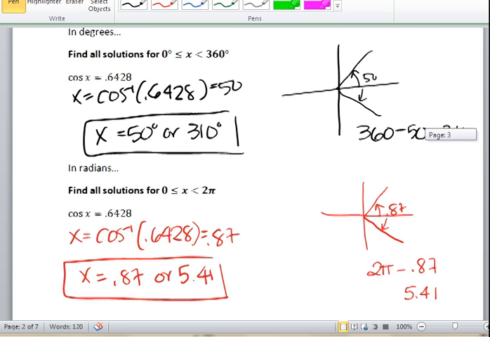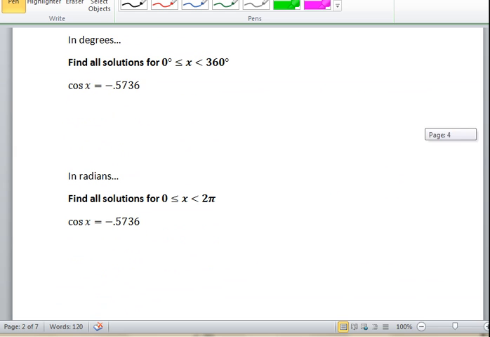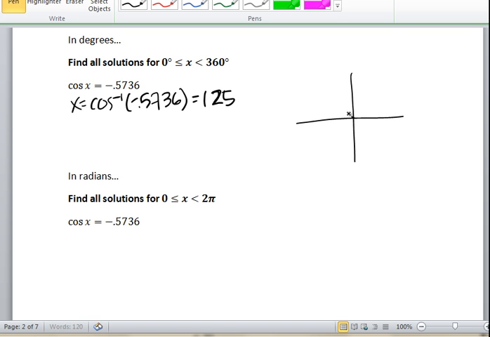Okay, let's look at a negative value of cosine now. Cosine's nice because you don't have to find any coterminal angles, unlike sine and tangent. So we just type this in. If you type in x is equal to inverse cosine of negative 0.5736, you get 125 degrees. That makes sense, right? Because we're in quadrant 2. So 125 degrees is this way, okay? And so what we need to do is find this angle down here.